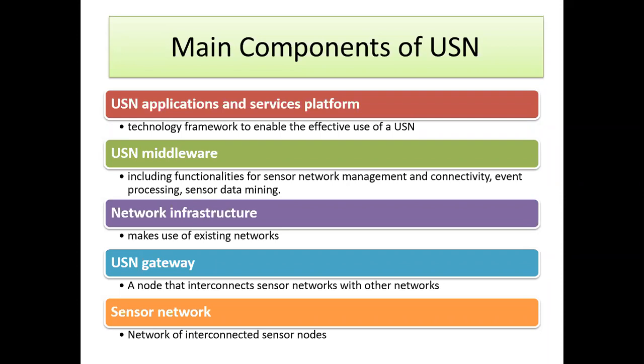Okay, if we are going to use gateways to connect the sensor networks with the other networks, that means we are going to connect the two networks to access or reach the devices. And the last one is the sensor networks. This is the core network of sensors interconnected via IP-based addressing, directly or using gateways. That is a network of interconnected sensor nodes. So these are the main components of the USN for the WSN middleware standards.